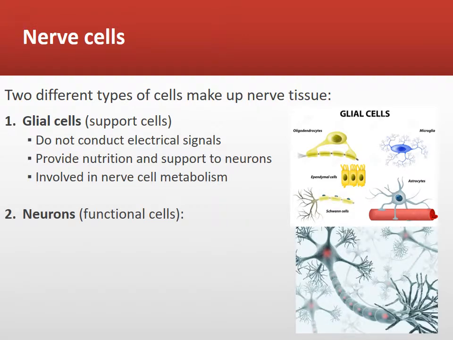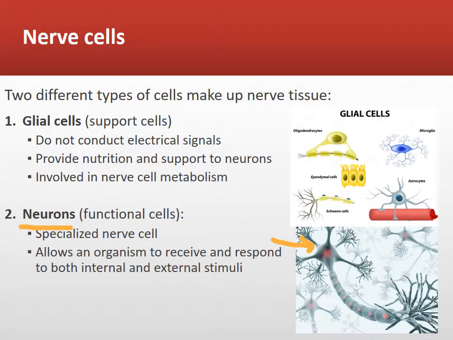Neurons themselves are the actual functional cells. Most of what we're going to focus on in this lesson, but also in future lessons, is the neuron, and that's this crazy looking thing over here. The neuron is a specialized nerve cell, and it allows an organism to receive and respond to both internal and external stimuli. That means the different ends of the neuron specifically.